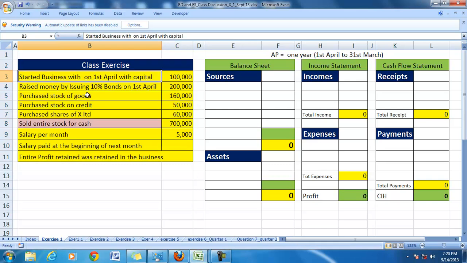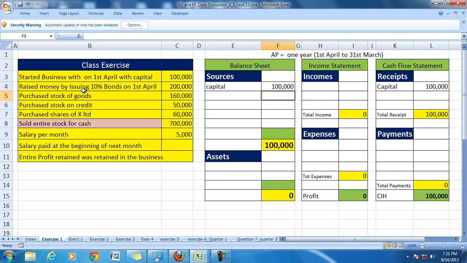Started business with cash on 1st April, 100,000. So this is a receipt. The business is receiving the money. So 100,000 is a receipt, but it's not an income, but a source. Therefore, every receipt is not an income.